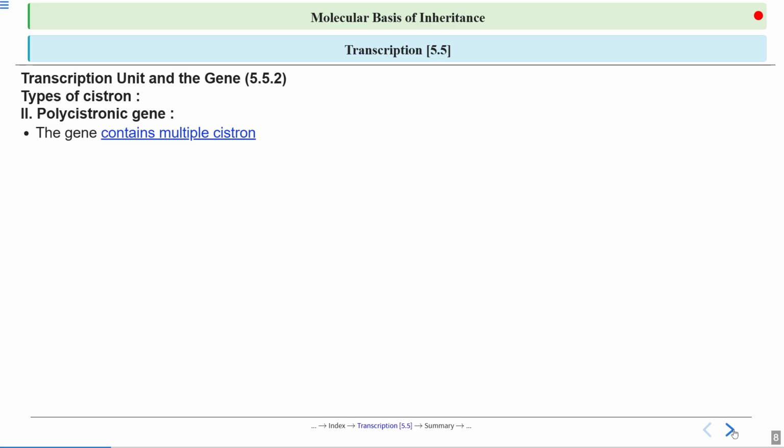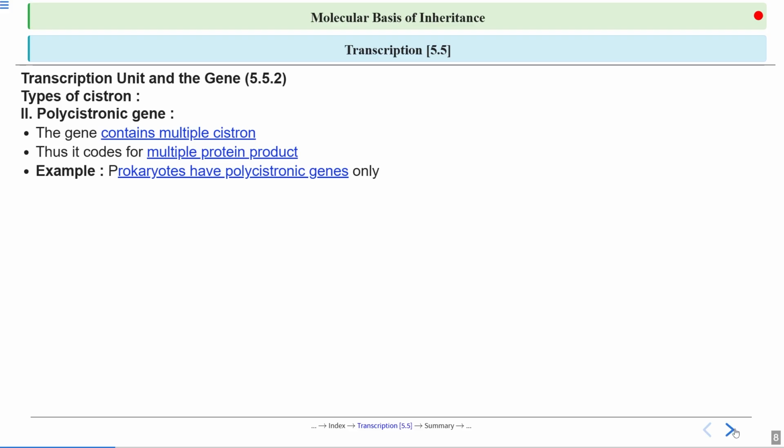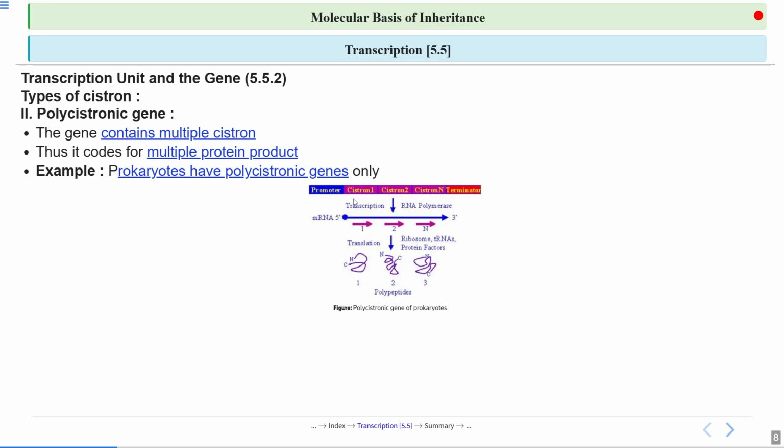Now, what is a polycistronic gene? The gene which contains multiple cistrons. So a gene that contains multiple cistrons is what we call a polycistronic gene. Because it contains multiple cistrons, it is going to code for multiple protein products. For example, prokaryotes have polycistronic genes only. If you can see in the diagram, there is a promoter and a terminator, but in between there are cistron 1, cistron 2, and cistron 3. RNA polymerase will transcribe it into mRNA, and now this mRNA is going to code for 3 different polypeptides. So this is the difference between a monocistronic and a polycistronic gene.